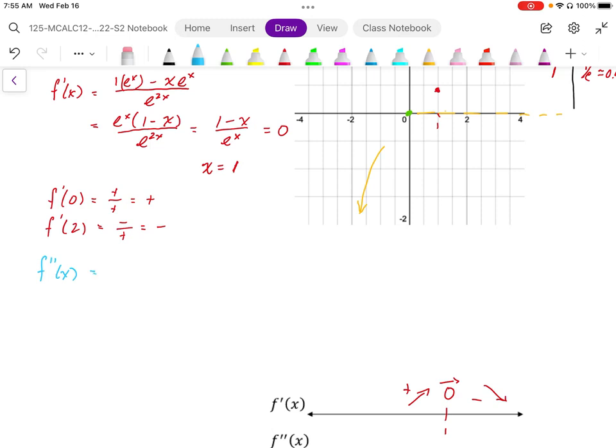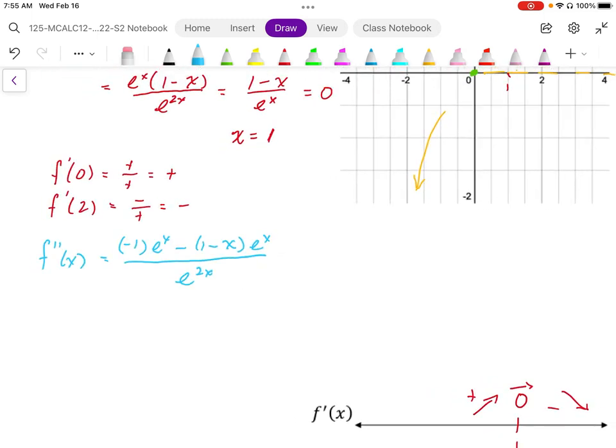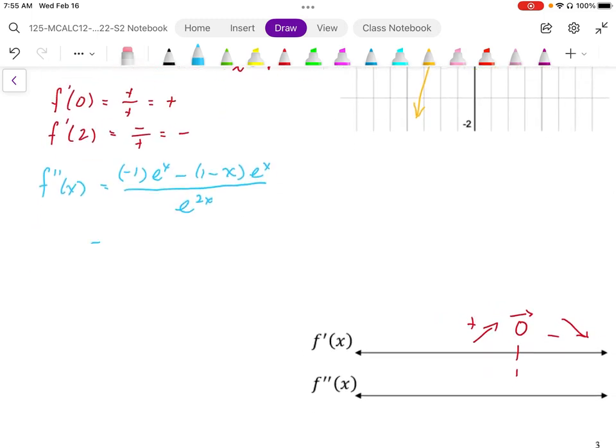So differentiating 1 minus x, we get negative 1 times the denominator minus 1 minus x times the derivative of the denominator. And then we're going to square that denominator using our quotient rule, and then we can simplify this. We end up with negative e to the x minus 1 e to the x, and then plus, looking at the signs, we're going to plus x e to the x. And that's all over e to the 2x.